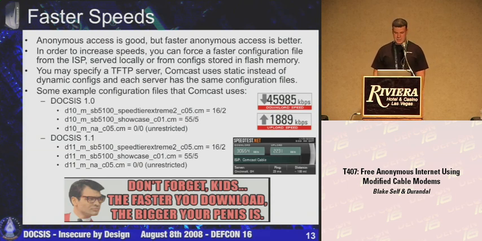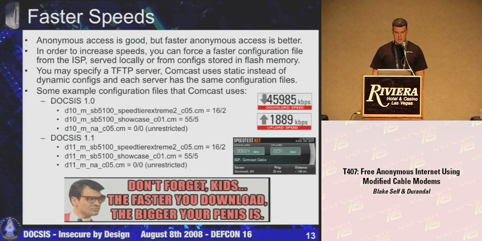So, in order to increase speeds, you can force a faster configuration file from the ISP. Essentially, you're always getting one from the ISP, but it can be from their TFTP server, or you can store it on a local TFTP server, or you can actually flash it to the modem.